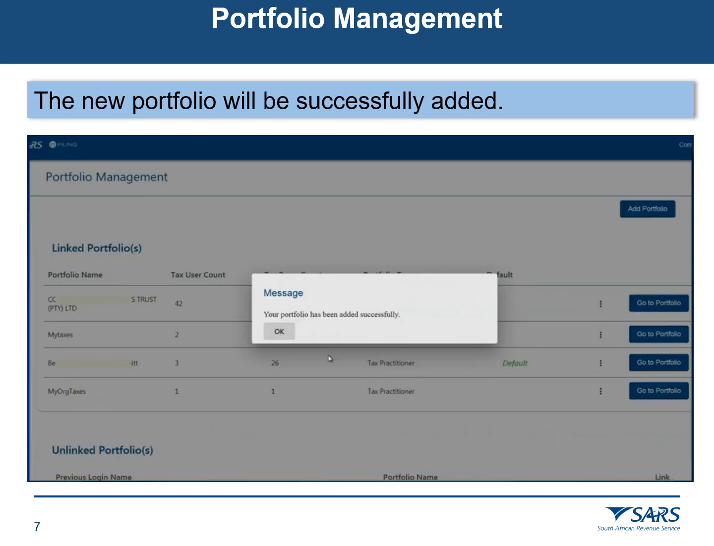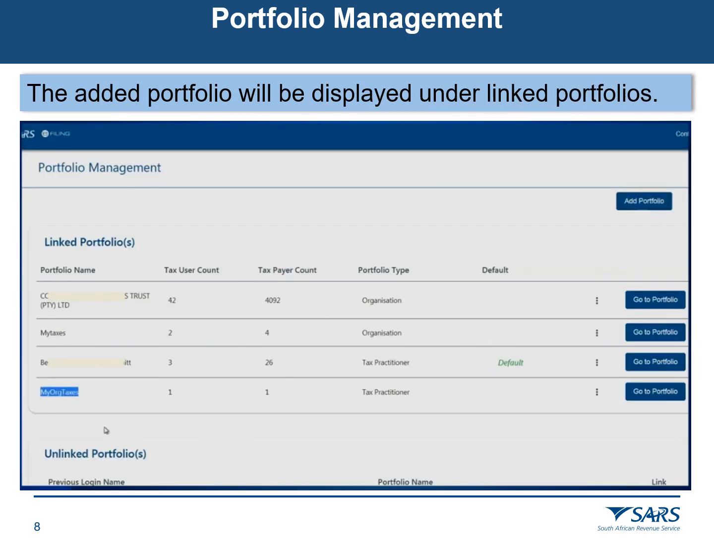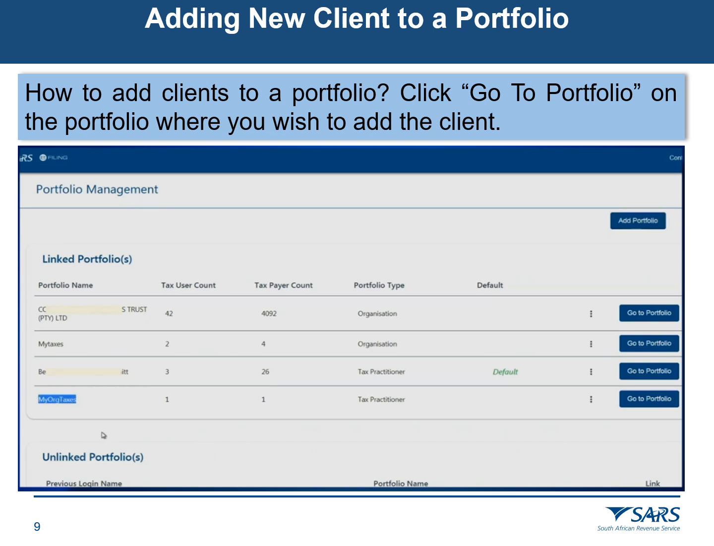Once you've clicked on add portfolio, you will have a message that pops up that says your portfolio has been added successfully. You're going to now click on the OK tab. The new portfolio that you have just added will form part of your already existing portfolios. Now that your portfolio has been added and it is now displayed under your linked portfolios, now you wish to add a new client to your portfolio.